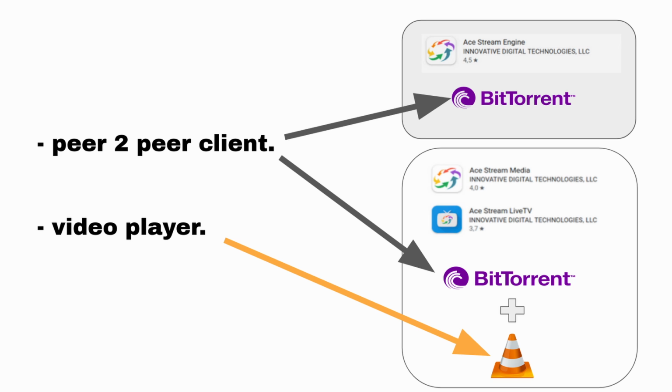In essence, the application which only has the BitTorrent client is the one that is called the Acestream engine. Any other version of the application is going to install the BitTorrent client, in other words the Acestream engine, and a video player. And the video player that it is going to install is a kind of customized version of a very popular video player called VLC from a company called VideoLAN.